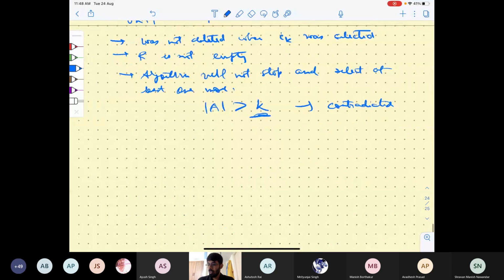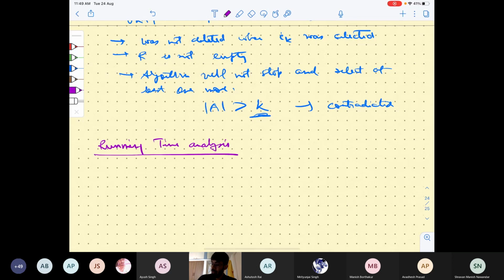Okay, so let's quickly do the running time analysis of the algorithm, or how to implement this. So first thing is just, you know, make two lists, or just sort according to finish time.